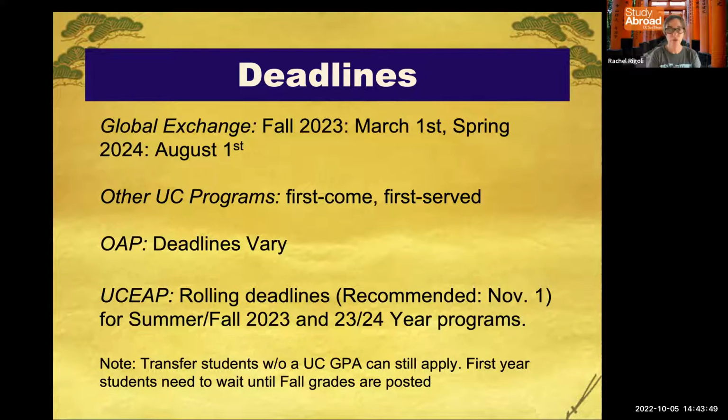So if you know you want to apply for a Japan program, you need to be ready, because all Japan programs are what are considered capacity constrained. We have a certain amount of spots that have been given to us by the host universities in Japan. And once the program fills, EAP is going to close it, and that's it.